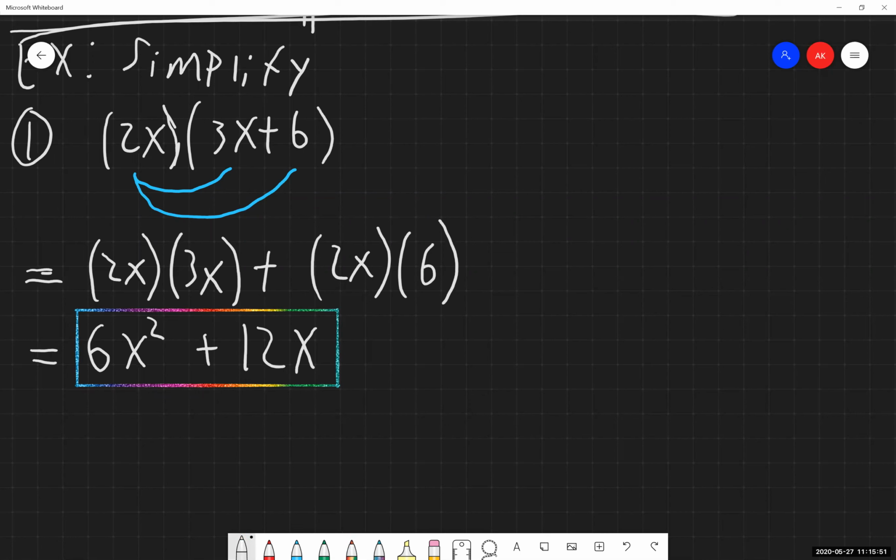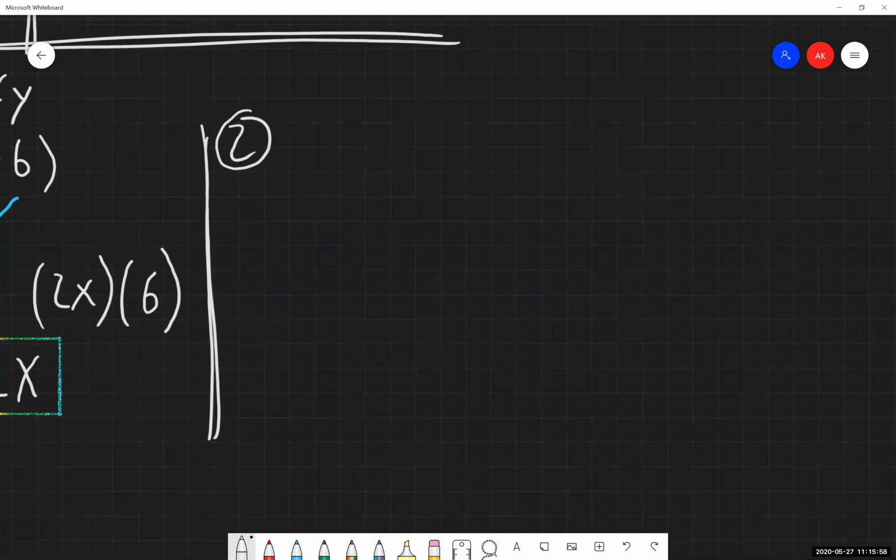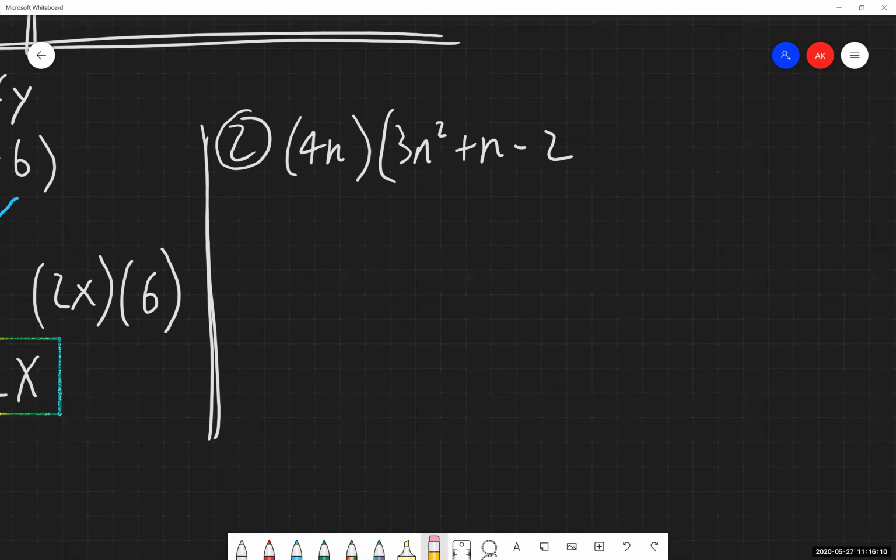Now let's take a look at an instance where we get a preview of when these things start to get a little ugly. So our second example from that same example set, we have 4n times the quantity 3n squared plus n minus 2. Just like we did with our previous problem, the monomial out front, which is the 4n, is going to distribute through to every term we have inside here.